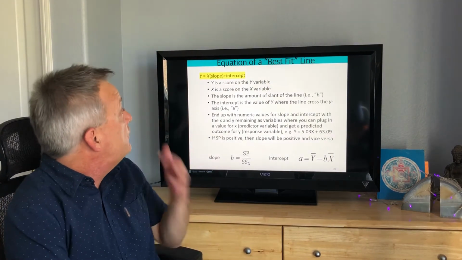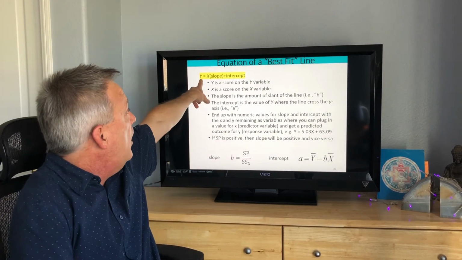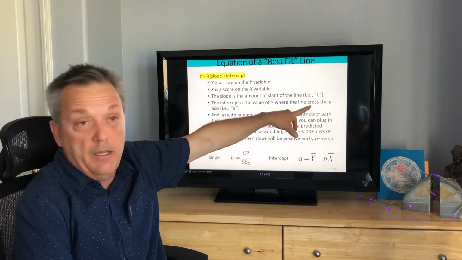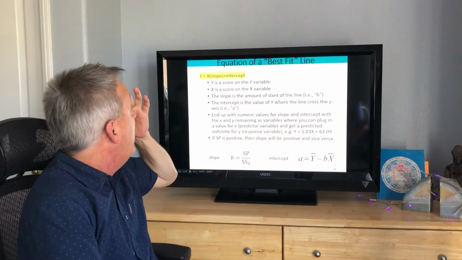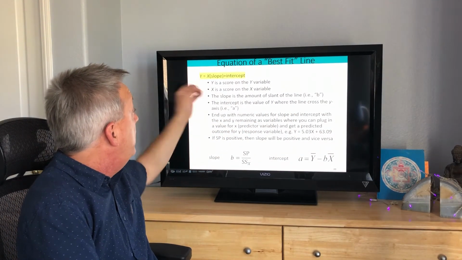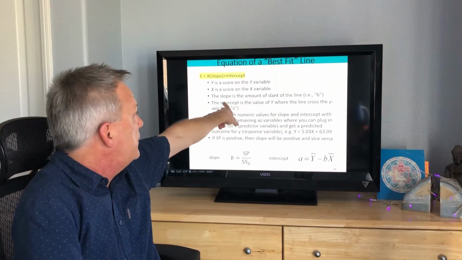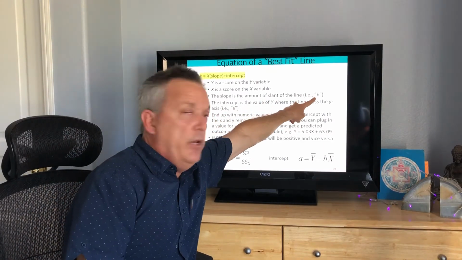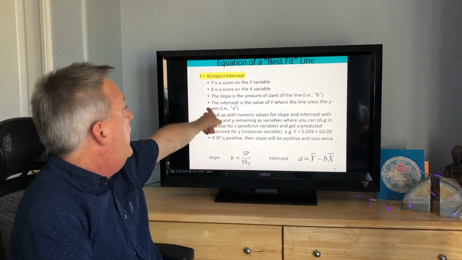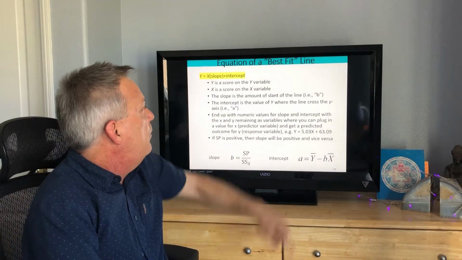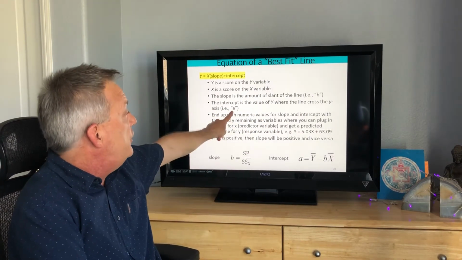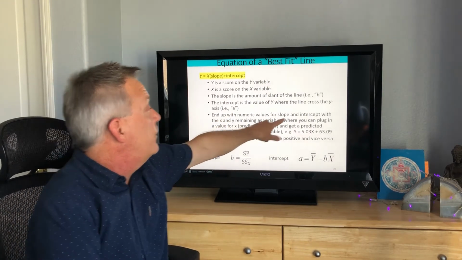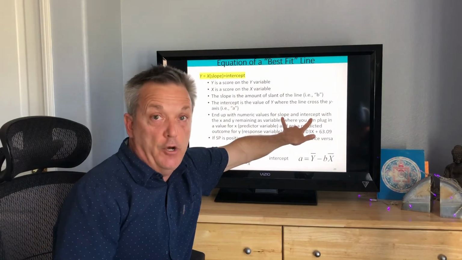And the equation of a best fit line is y equals x times the slope plus intercept. Y is a score on the y variable, or on the y-axis, and x is a score on the x variable, on the x-axis. The slope is the amount of slant of the line, and they denote it as b. And the intercept is the value of y where the line crosses the y-axis, and it's denoted as a. Okay? You end up with numeric values for the slope and the intercept. That's what we have to solve for.